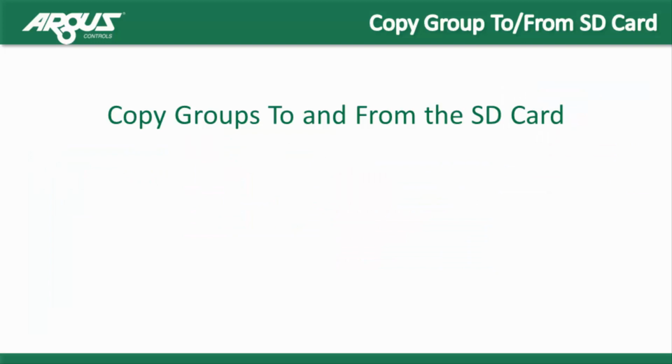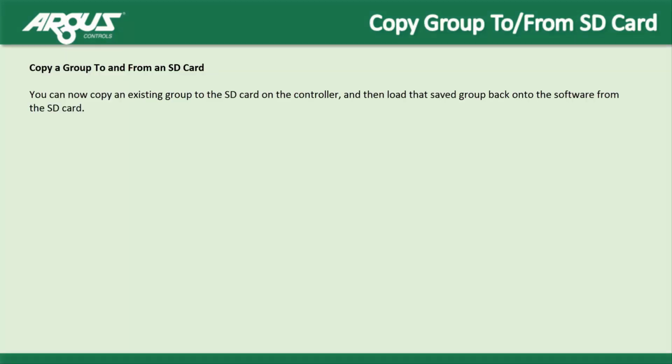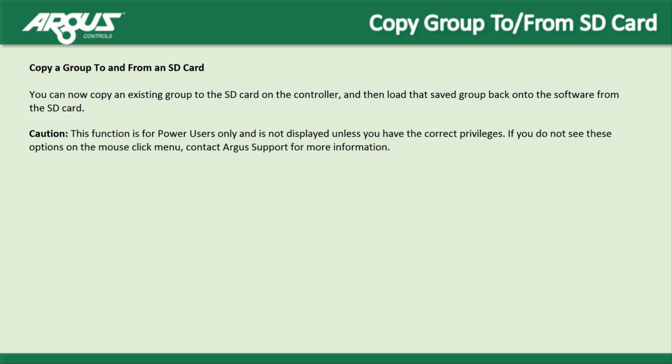Copy a group to and from an SD card. You can now copy an existing group to the SD card on the controller and then load that saved group back onto the software from the SD card. Caution: this function is for power users only and is not displayed unless you have the correct privileges. If you do not see these options in the mouse click menu, contact Argus support for more information.